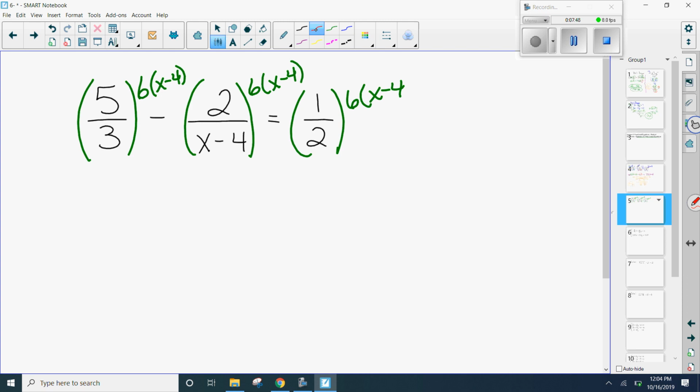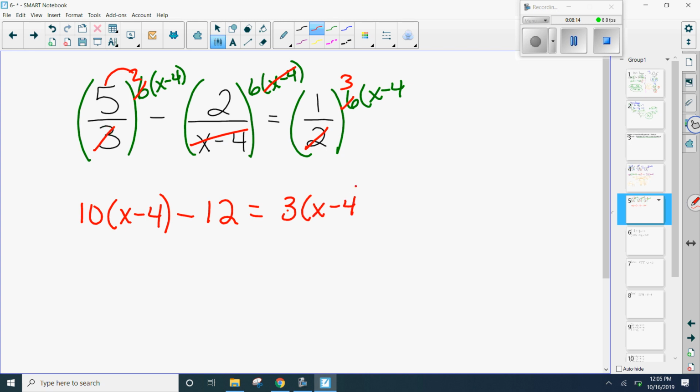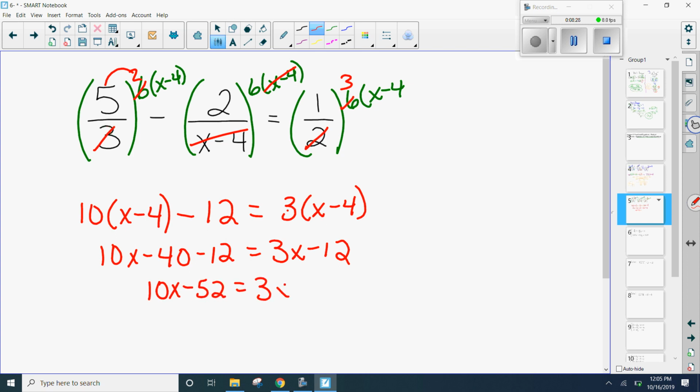So when you do that, 3 goes into 6 2 times, and when I write it behind the actual term, I think you see that this becomes 10. So you would have 10 times the quantity x minus 4 minus, the x minus 4's cancel, and you just get 6 and 2, which is 12. And 2 goes into 6 3 times, so you get 3 times the quantity x minus 4. You distribute: 10x minus 40 minus 12, 3x minus 12. So 10x minus 52 is equal to 3x minus 12.